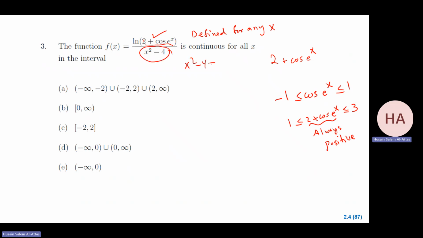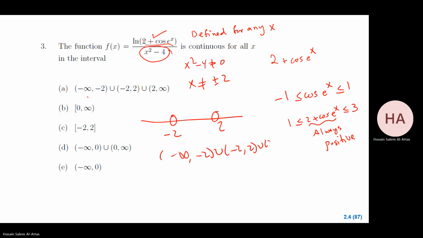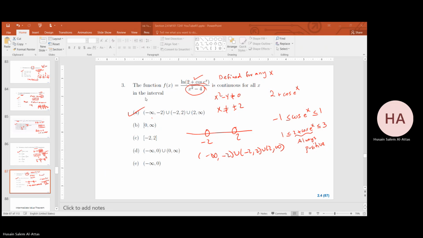So my concern is only about this. x squared minus 4 not equal to 0. So I have x not equal to plus or minus 2. I need to avoid minus 2 and 2. So I have minus infinity to minus 2, minus 2 to 2, and 2 to infinity. That's it. That will finish it. Let me stop the recording. Thank you.